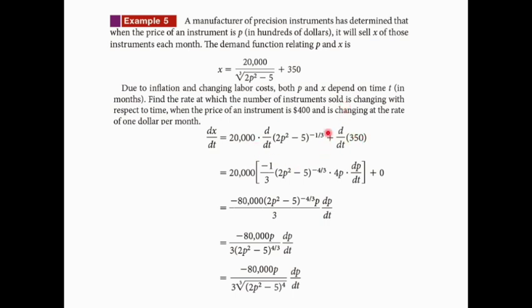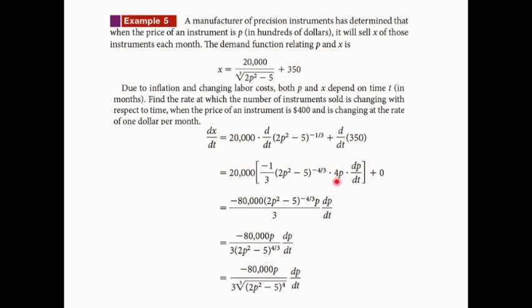So this is going to be the only thing that's a little bit messy. I'm going to bring the negative 1/3 down in front. The inside stays the same. The negative 1/3 gets decreased by 1, so that's negative 4/3. And I have to multiply it by the derivative of this inner expression. So that gives me 4p. This negative 5 drops out.